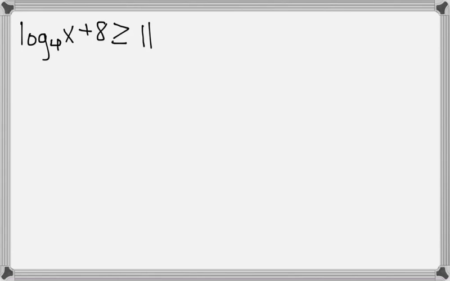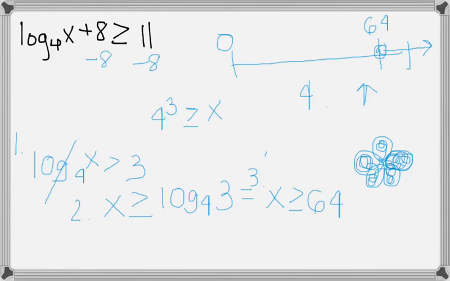Log base 4 of x plus 8 is greater than or equal to 11. You try that one. Let's see if we can kind of go through this. Whenever you go to solve a log, your first step is to isolate that log. You got to get it by itself before you can change its form. So we have to subtract 8. Once we subtracted 8 from both sides, then you had log base 4 of x is greater than or equal to 3.